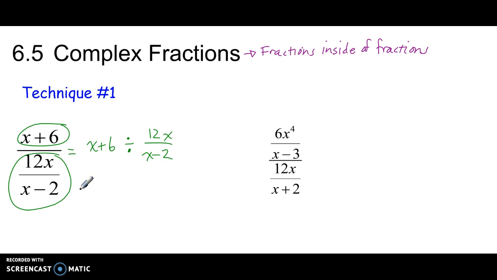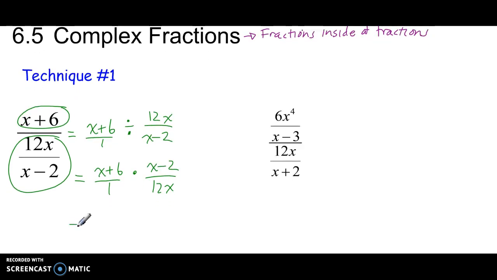To divide fractions, you multiply by the reciprocal. So this x plus 6, which I'm going to write as x plus 6 over 1 just for convenience, is going to get multiplied by x minus 2 over 12x. And then you multiply out your numerators, you multiply out your denominators, see if there's any reducing. In this case, there's no reducing. 12x is not going to cancel with either one of those factors in the numerator.